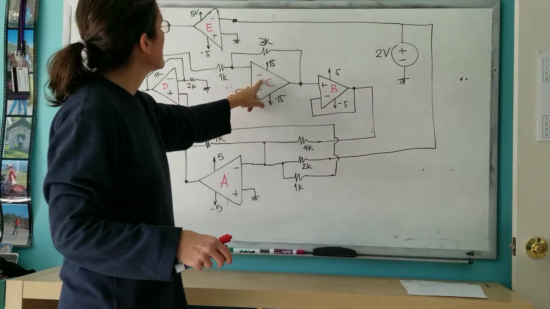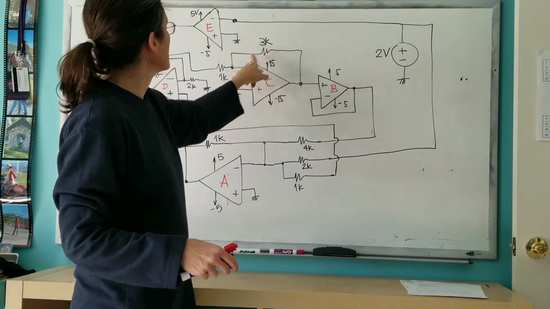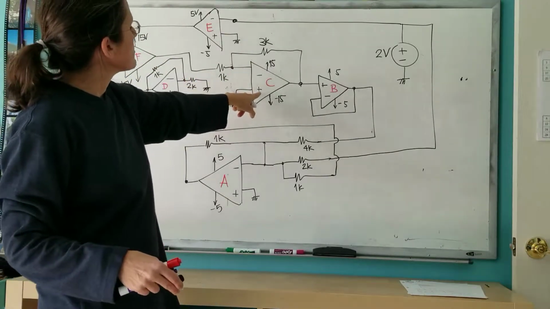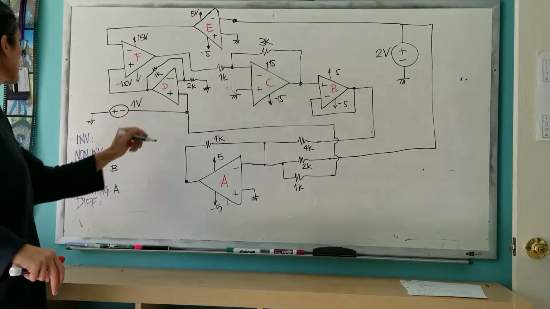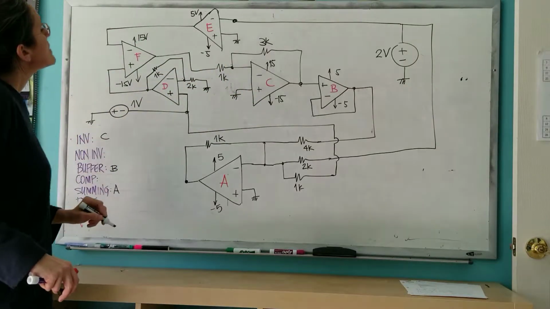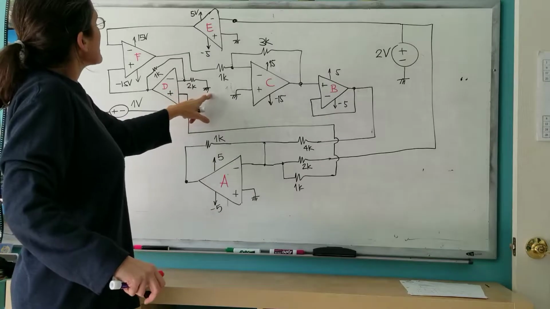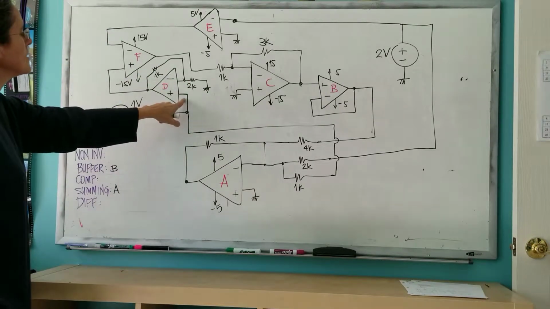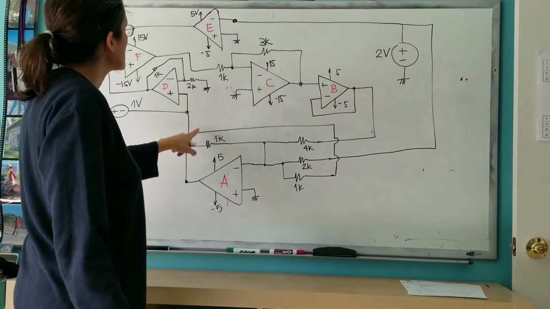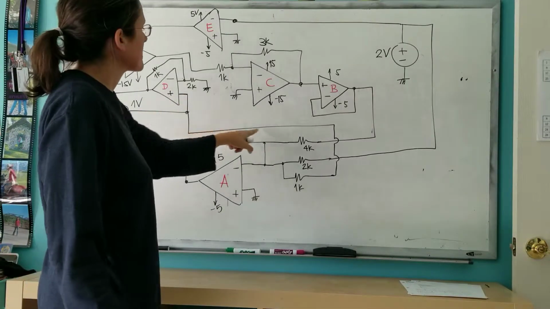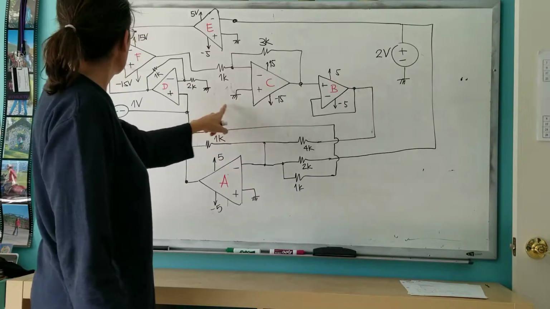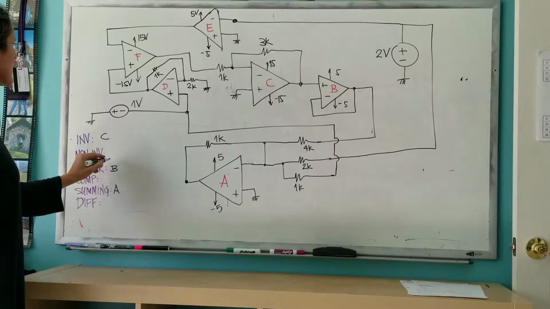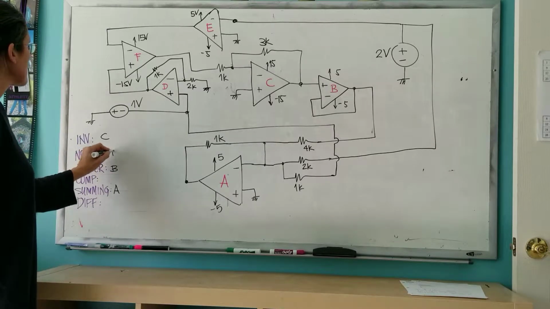C has also a resistor as feedback and an input resistor, and the positive input is grounded, so it's an inverting amplifier. D, the inverting input is grounded, there is a feedback resistor, but the positive input, the non-inverting input, is hooked up to a power supply, in this case minus 1 volt. This means it's a non-inverting.